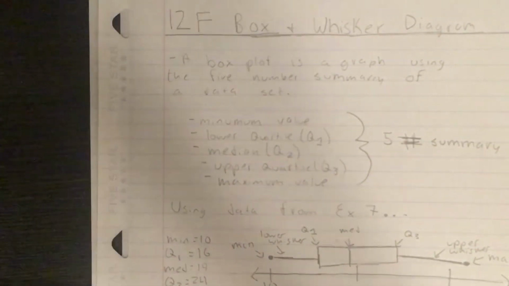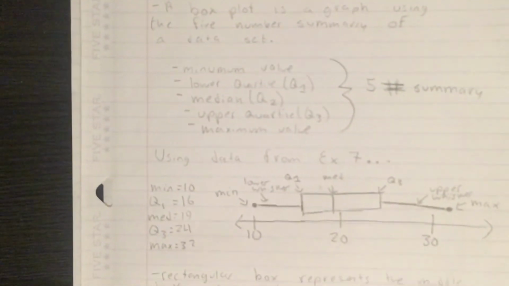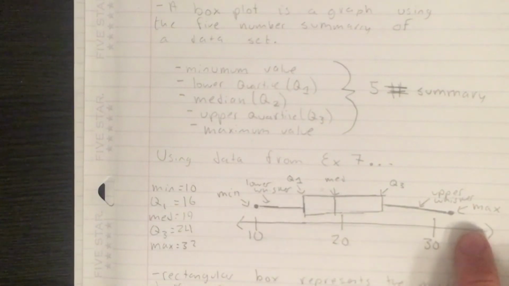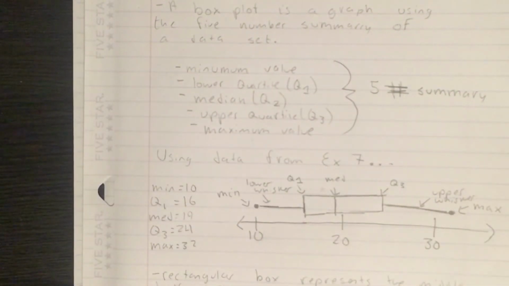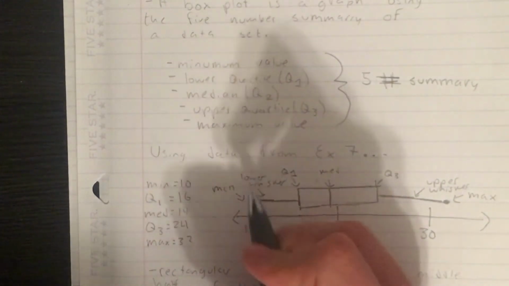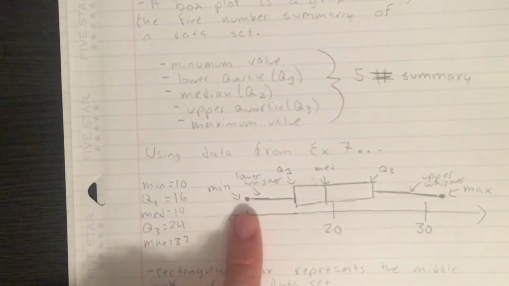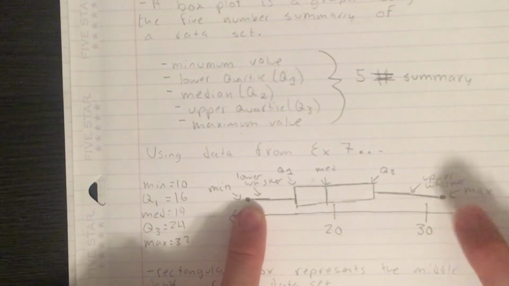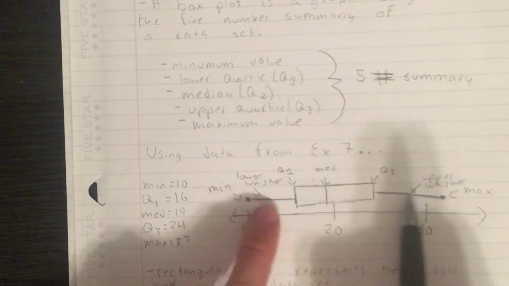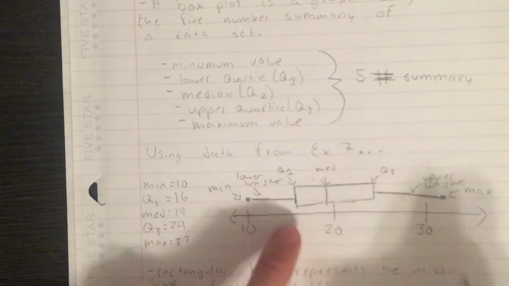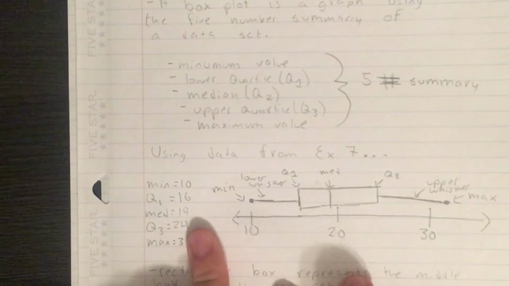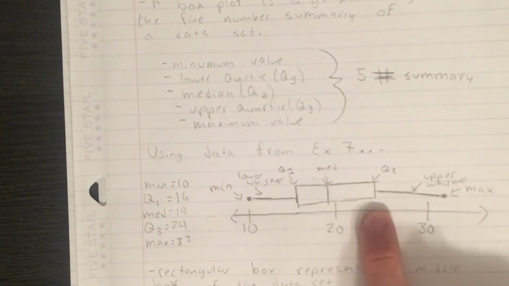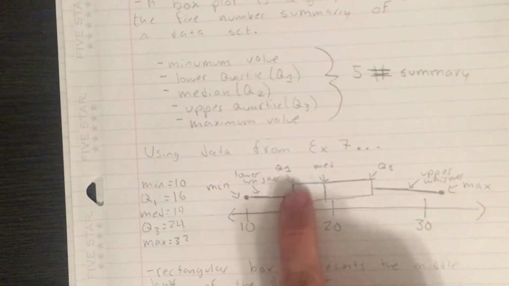If you're following along in your textbook, I'm using data from example 7 just to create an example box plot. The way a box plot works is that you put a dot where the minimum value is and a dot where the maximum value is. And you draw what are called whiskers to wherever the first and the third quartile are. So Q1 is here at 16, Q3 is here at 24, and you create a box with those.